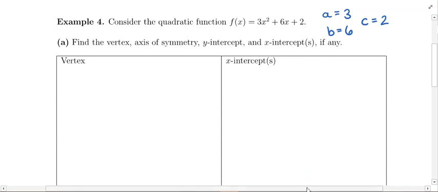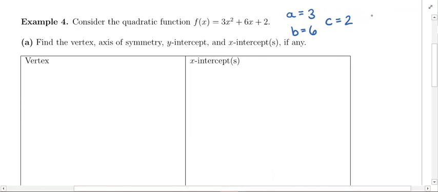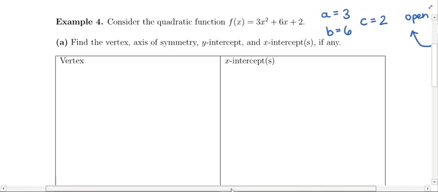A is positive, so that means when we graph this thing out, it is going to open up. Okay, so it's going to look something like this. So all our work had better agree with this, that the parabola opens upwards. Okay, let's start by trying to find the vertex. We know the vertex is going to be an ordered pair. It's going to tell us where to center our parabola.